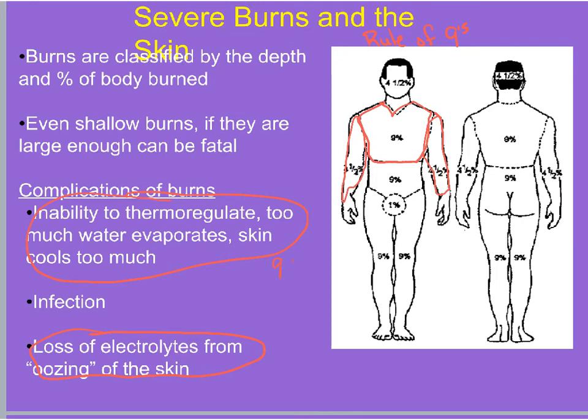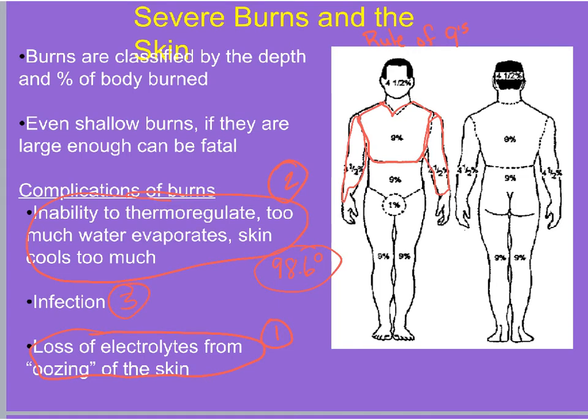And at a time when you should be putting all your energy towards healing, your body is having to put energy towards just maintaining 98.6. So this inability to thermoregulate is a complication of a burn. Loss of electrolytes is a major complication of a burn. If I had to prioritize these, the oozing of the skin would be the worst complication of a burn. Then the inability to thermoregulate, and then infection.